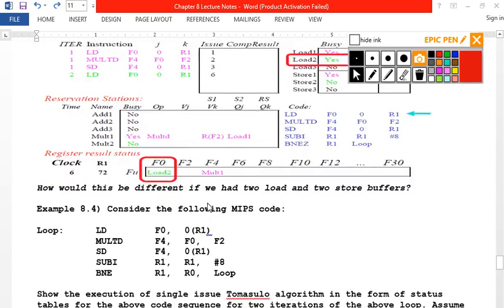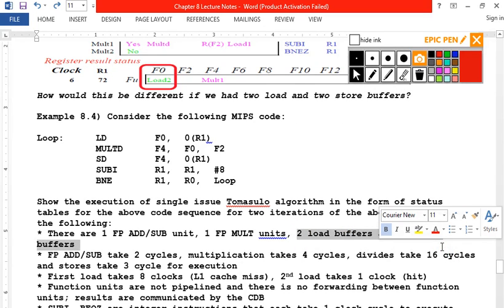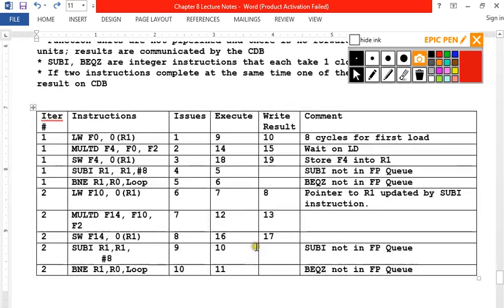So here, 8.4, it's the same problem, except the only difference is I have 2 load and 2 store buffers. So how does this affect our execution? So let's go to the result again. Here it's the same thing. 1, we issue it. It has a 8 clock cycle delay because the first load is a miss. So it goes to 9. We go to 10.